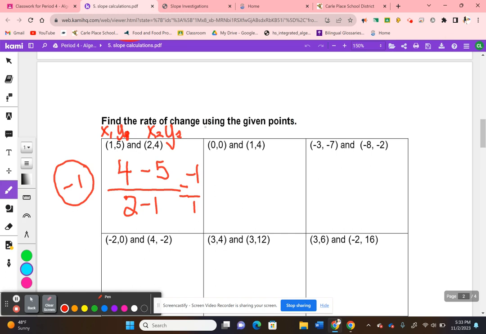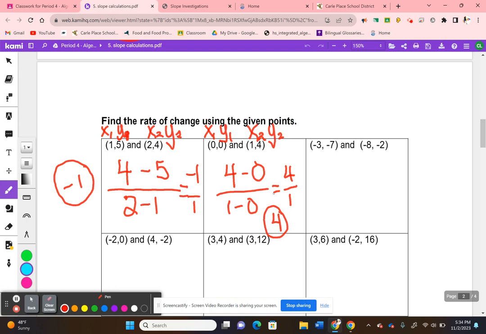Okay, so I'm going to call this my x sub 1 and this my y sub 1. And the subscripts just basically tell order. X sub 2, y sub 2. Okay, so I'm going to do 4 minus 0 over 1 minus 0, which equals 4 over 1, which reduces to 4. Okay, notice that the first one was a negative slope, which means the line would be decreasing, and the second one was a positive slope, which means the line would be increasing.